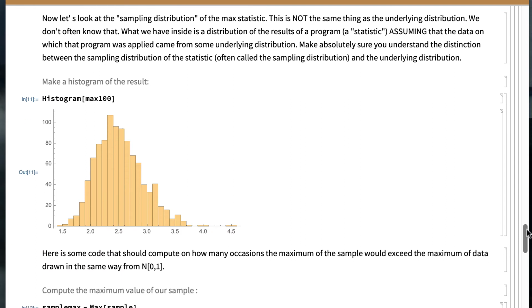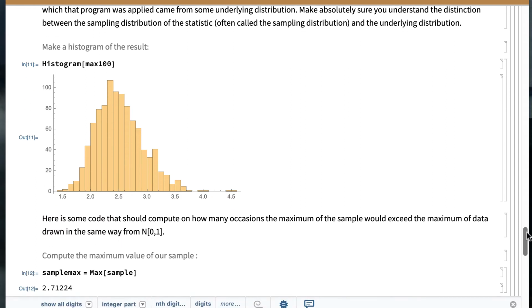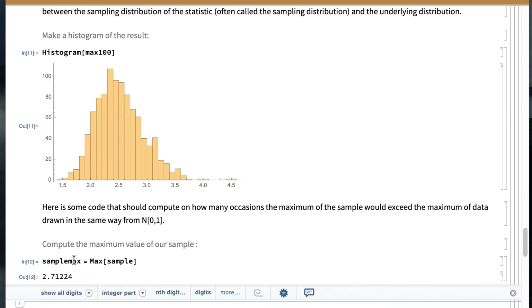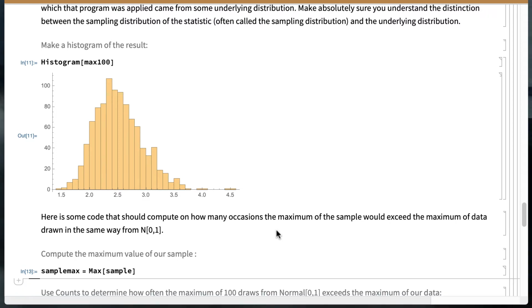What we'd now like to see is the maximum of our sample, because if the maximum of our sample was like 26, then we could say, look, when you're drawing 100 numbers from N01, the maximum is never as big as 26. We never experience that. And that leads us to conclude that our data must not have been drawn from N01.